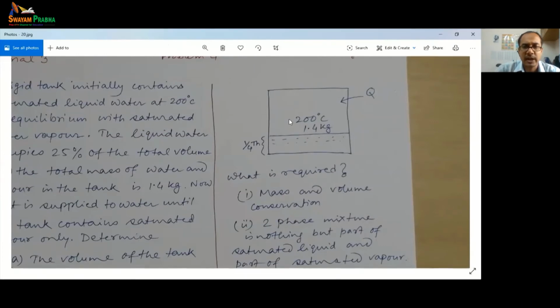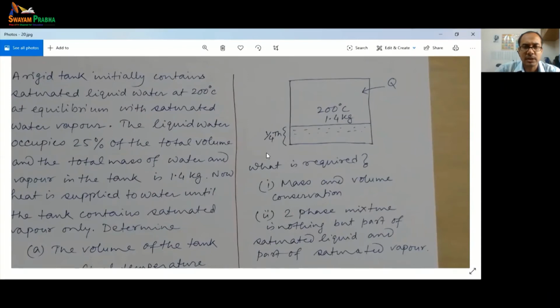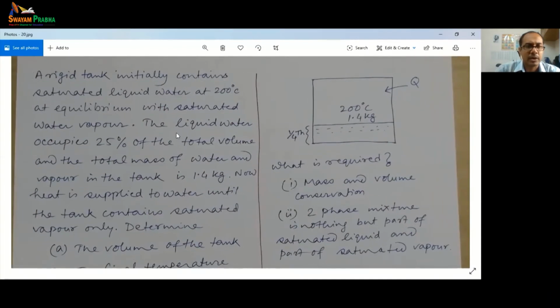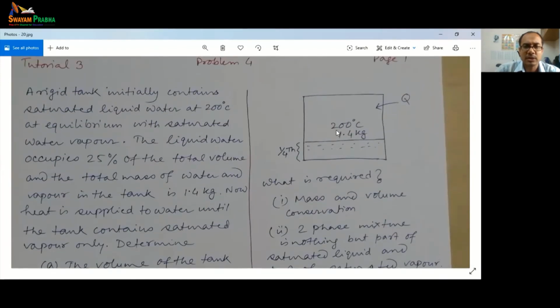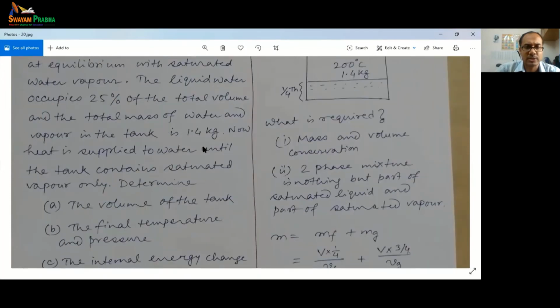This is a rigid tank where you have water. The top portion is taken by the vapor and the bottom by liquid, and that bottom portion is said to be 1/4. So the liquid water occupies 25%, that means 1/4 of the total volume, and the total mass of water and the vapor in the tank is 1.4 kg. So the total mass of water as well as vapor is 1.4 kg.